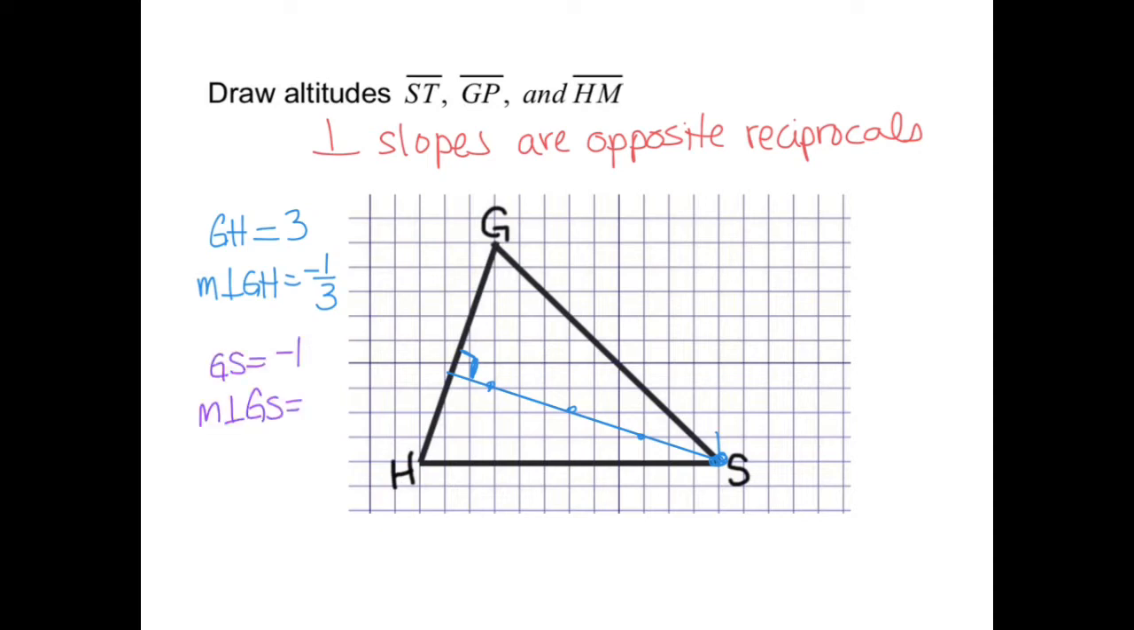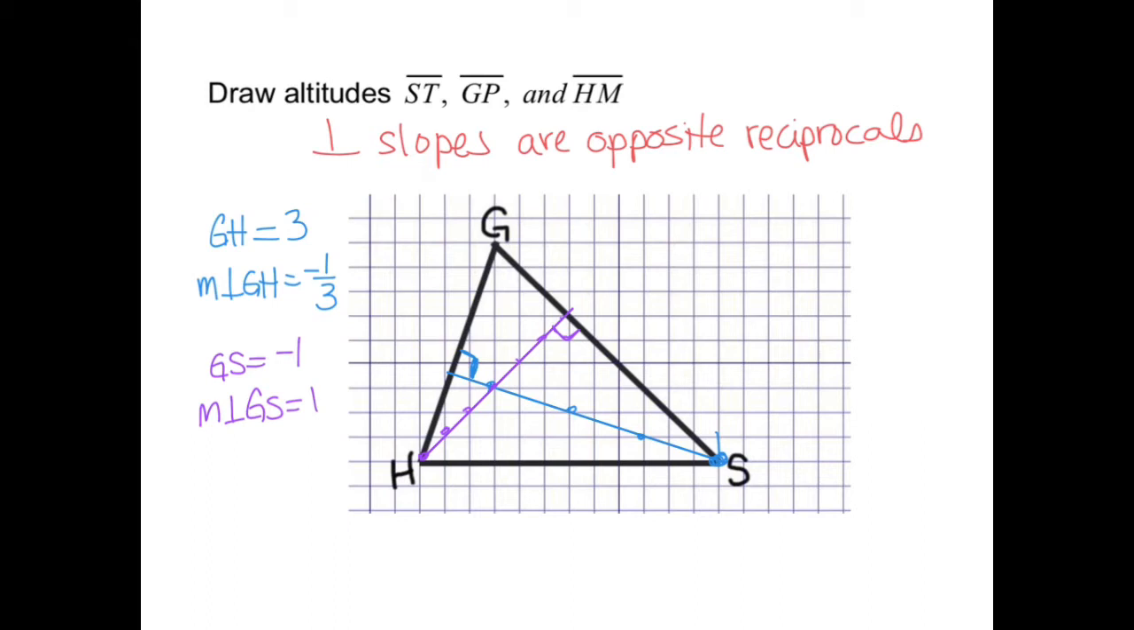So looking at side GS now, that's a slope of -1. So the slope of a perpendicular line to GS is going to be +1. And I'm going to start here at H because that is the vertex that is opposite of GS, and I'm going to use that to create my perpendicular segment. And again, because I used opposite reciprocal slopes, I know that that's going to be perpendicular.